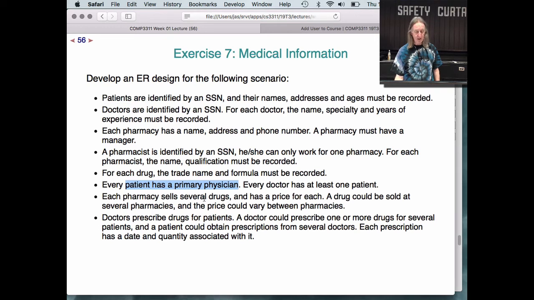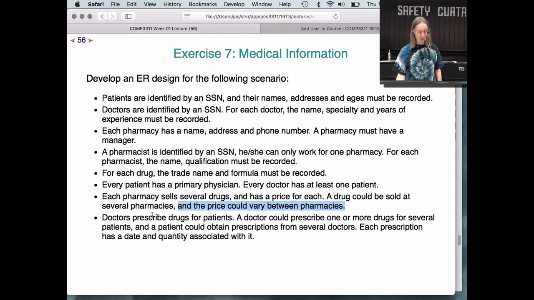A pharmacy sells several drugs. It would be an unusual pharmacy that only sold one. So here we're talking about a many-to-many relationship between pharmacies and drugs. A drug might be sold in many pharmacies, and a pharmacy sells many drugs. A drug can be sold at several pharmacies, and like that example we had a couple of slides ago, the price of the drug could vary at different pharmacies.